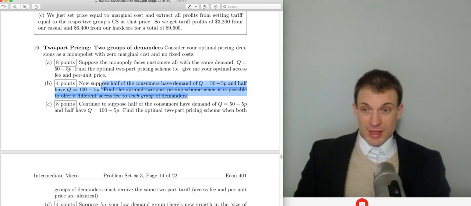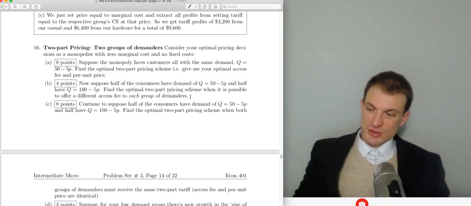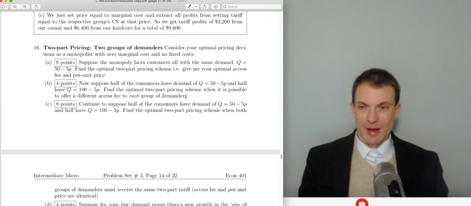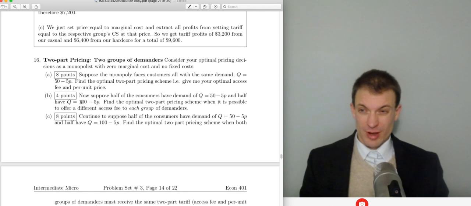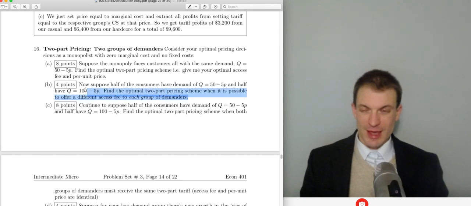What's going on in B? Well, here you have to give a different access fee to each group of demanders. So that's the more complicated one, as we just did before. So we're going to write price. We're going to try to find the optimal price.